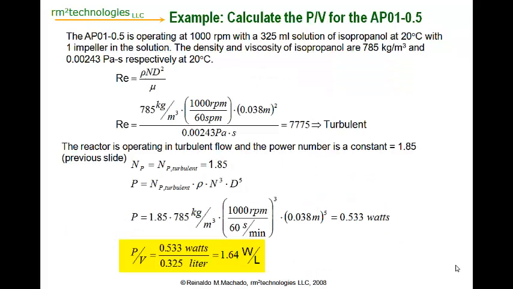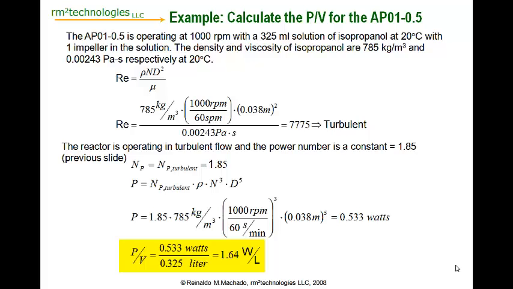In this example, we're going to calculate the power per unit volume in an AP01 vessel that is filled with isopropyl alcohol at 20 degrees C. There's 325 mL of solution, and we have the appropriate density and viscosity for isopropanol. We first calculate the Reynolds number and determine that we're in a turbulent range at 7,775. Knowing that, we can plug this number into our correlation.